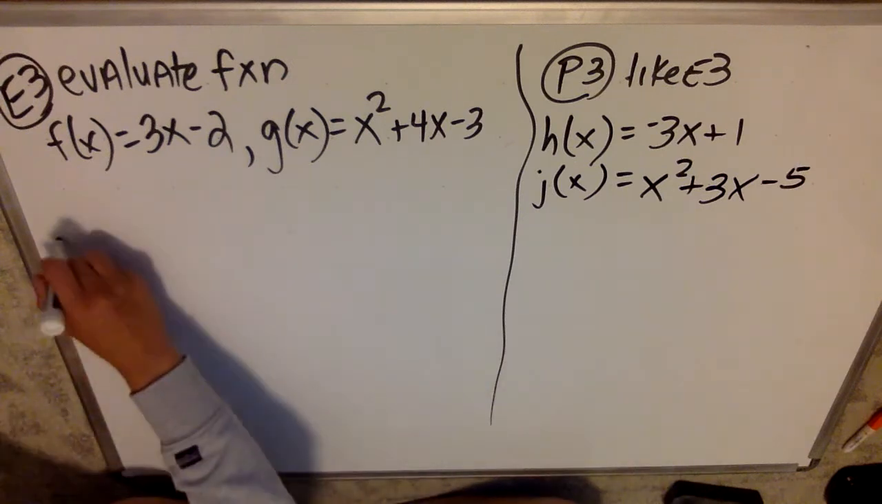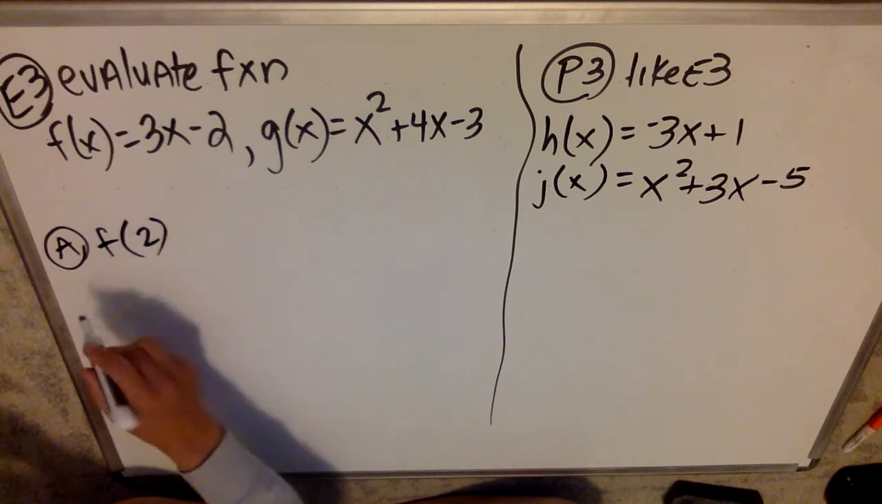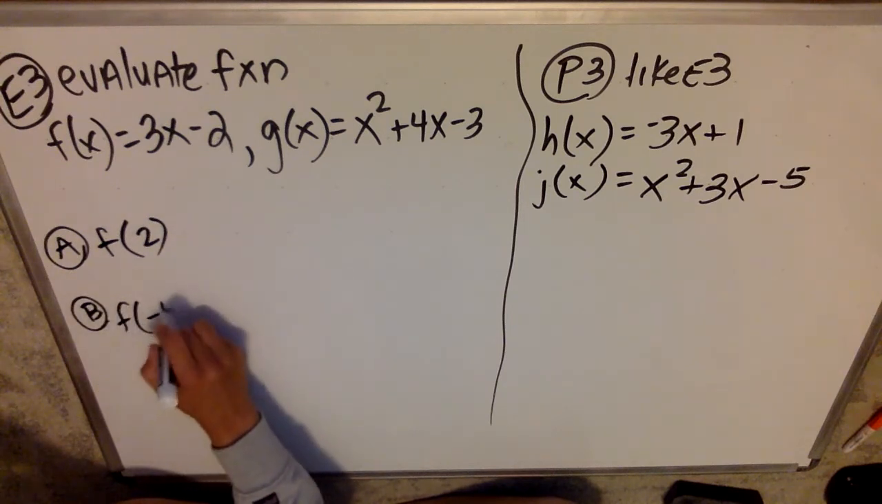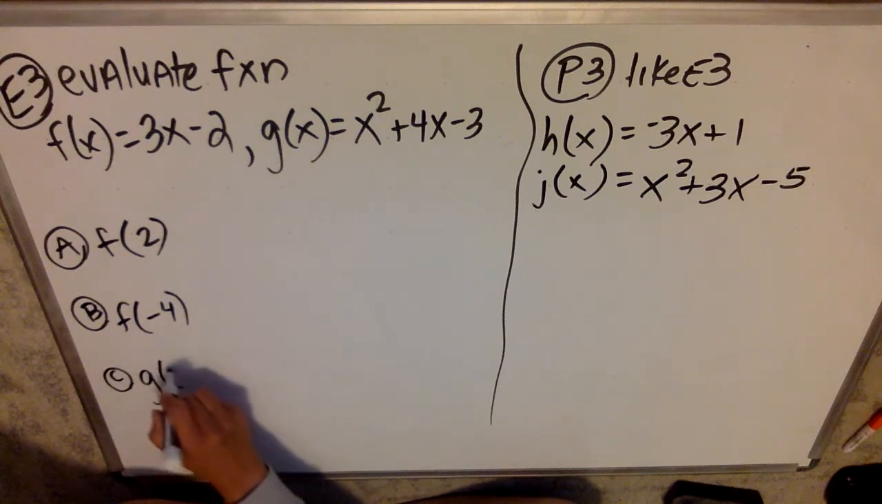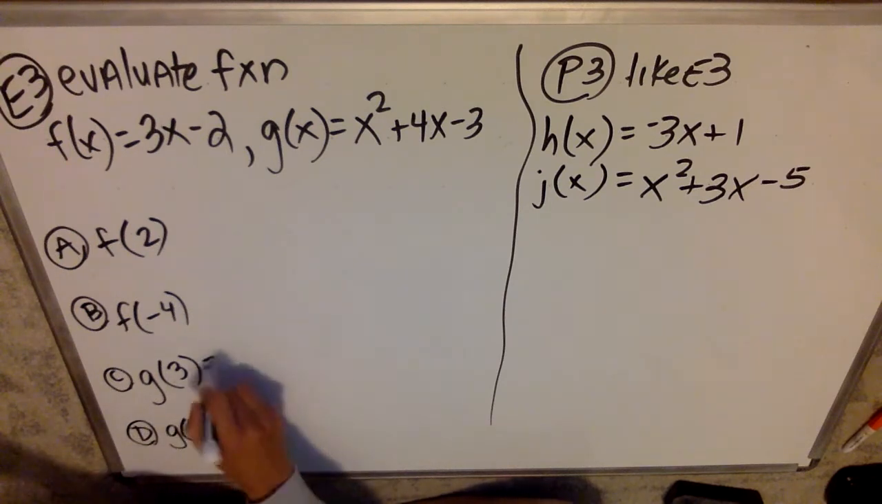Okay, so now here's what we're going to evaluate, right? We're going to do f of 2. We're going to do f of negative 4. We're going to do g of 3, and we're going to do g of negative 2, okay? We'll walk through those together.